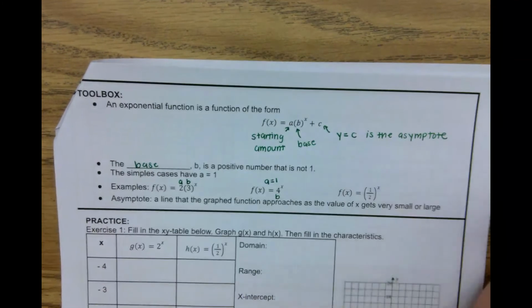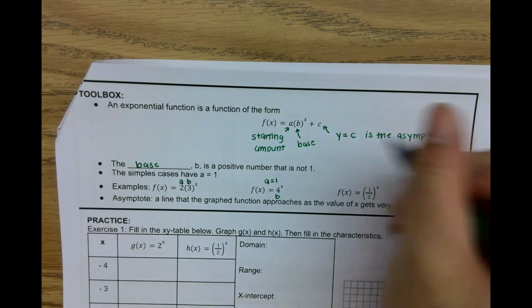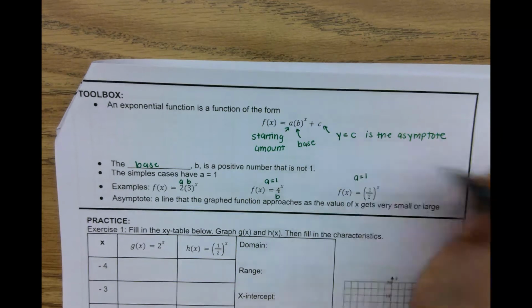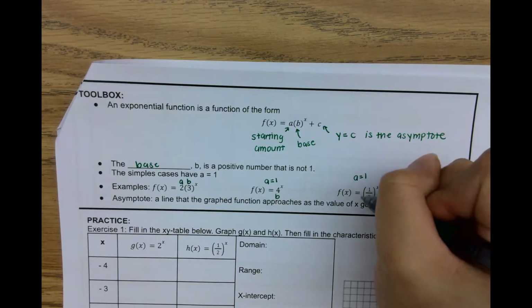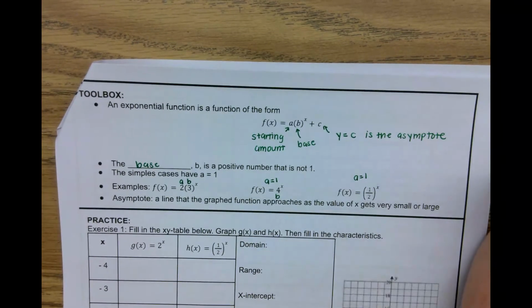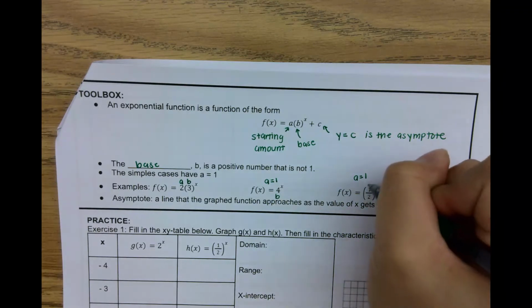And then here again, f of x equals 1/2 to the x power. Again here, a is 1. There's no reason to put this 1 here because 1 times anything is itself. And 1/2 here is your b.